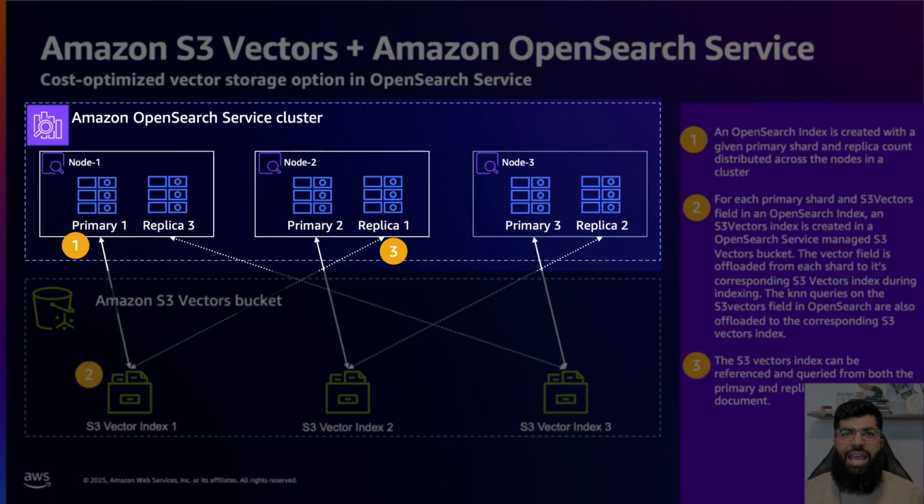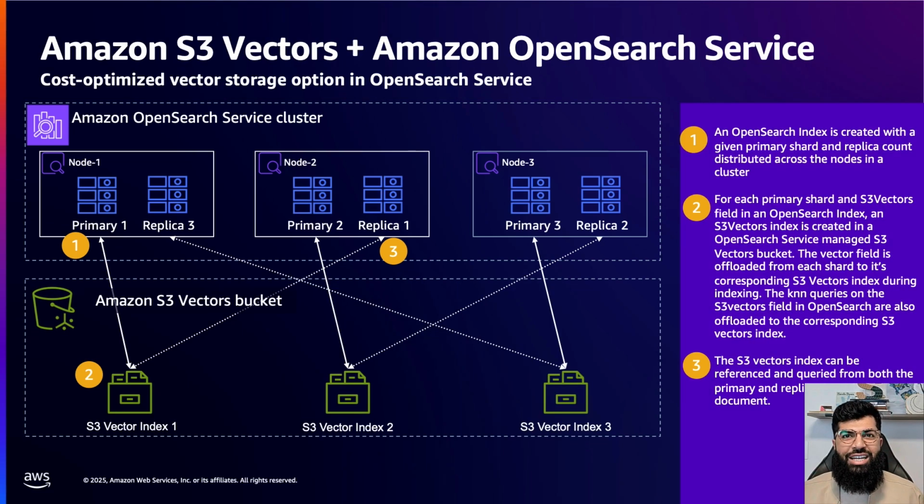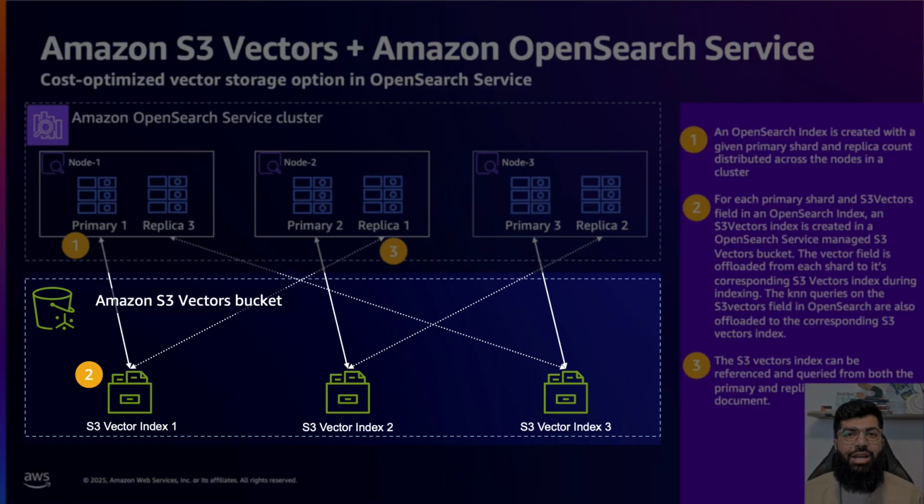In this example, we have an OpenSearch cluster with 3 nodes. We create an index with 3 primary shards and 1 replica. Each primary shard is distributed across the nodes with replicas spread for redundancy. When you add vector data to this index using the S3 vector engine, something interesting happens. The vector portion of your data is automatically offloaded into an S3 vector index. Any associated metadata remains on the shards in OpenSearch.